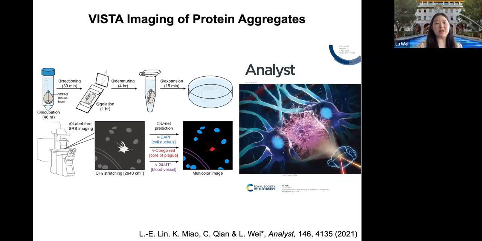To further apply and showcase our technique, we applied this VISTA to analyzing protein aggregates in cells and tissues, for neurodegenerative diseases. Here we outline our pipeline of work for the VISTA. We also got a nice cover for the Analyst journal.